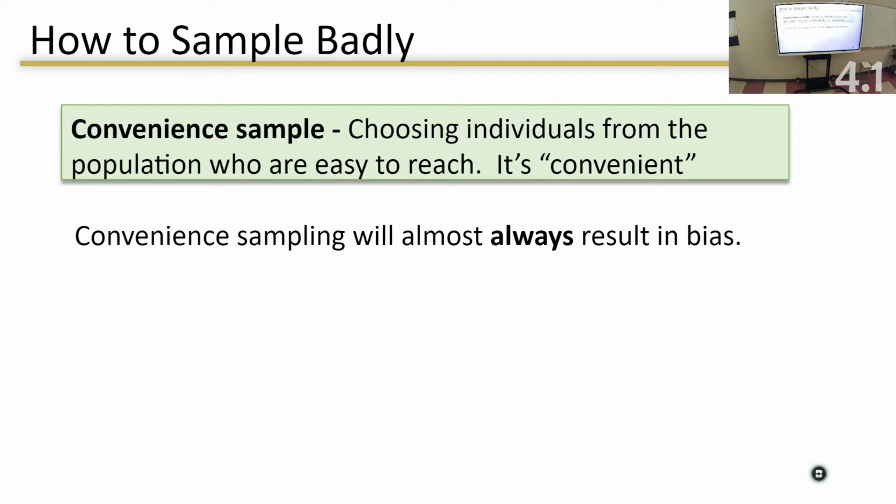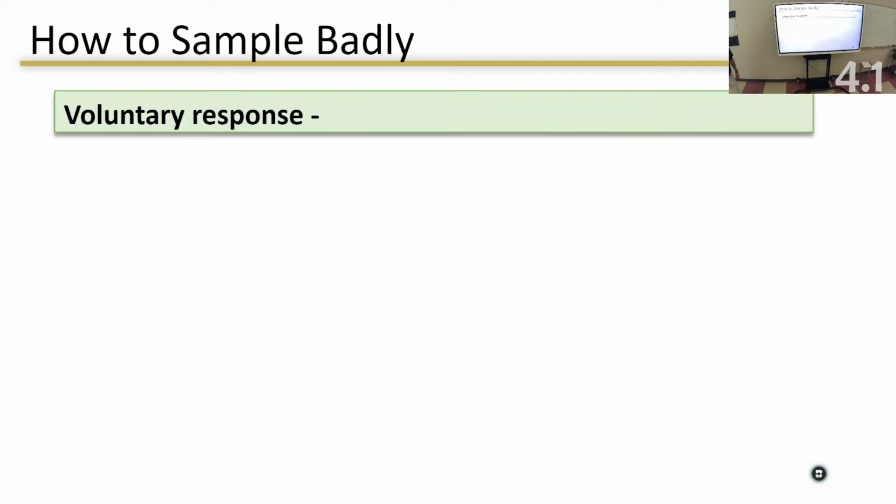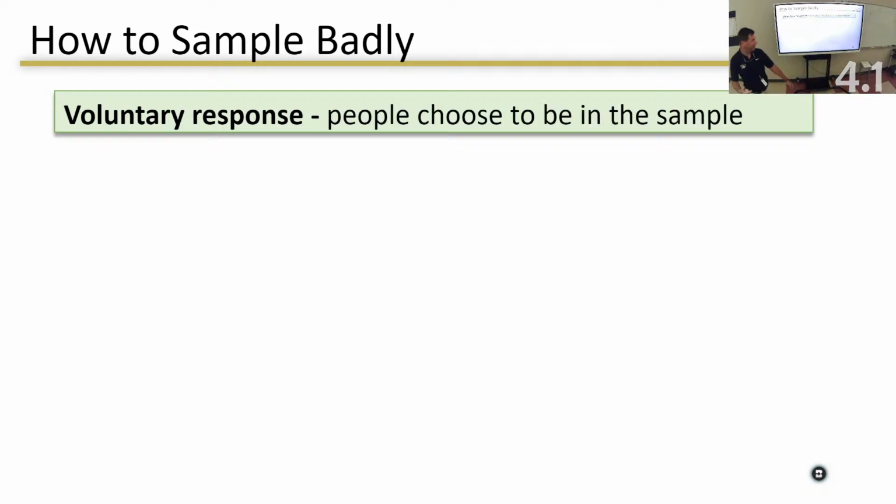Okay, everybody good? Voluntary response. Who wants to? Who can? That tends to give me bad samples. People chose to be in the sample. You chose to be in the sample.